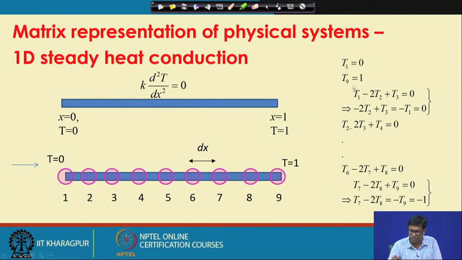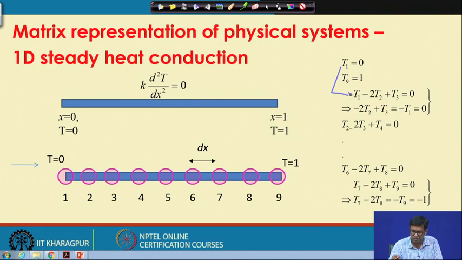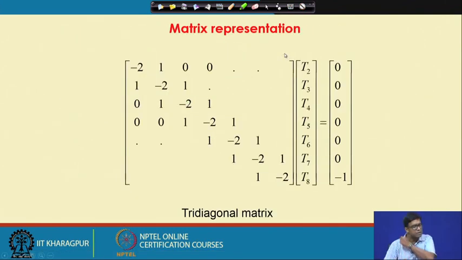The first equation contains T1, so we substituted T1 in the first equation, and we also substituted T9 in the last equation. These two equations have changed, but the in-between equations remained 1, minus 2 and 1 for the coefficients of the diagonal term and the next two terms. What we got, as we discussed in the last class, is called a tridiagonal equation system. The matrix representation is a tridiagonal matrix.